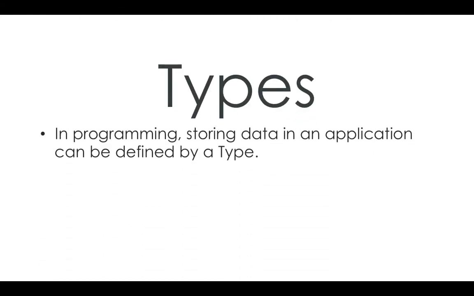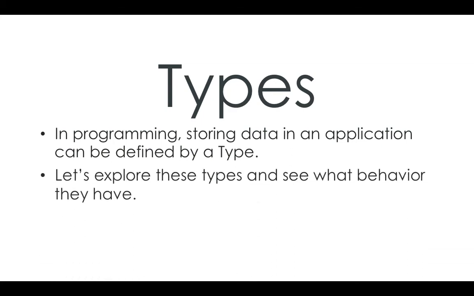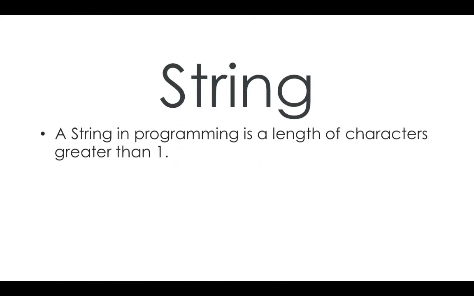So let's have a look at types. Now, in programming, when you store data, you store it in like a variable in a certain type. So let's have a look at a few of these types, shall we? So the first one is called a string. A string in programming is a length of characters which is greater than 1. If it's 1, it's noted as a char, or a character. It is just one character.